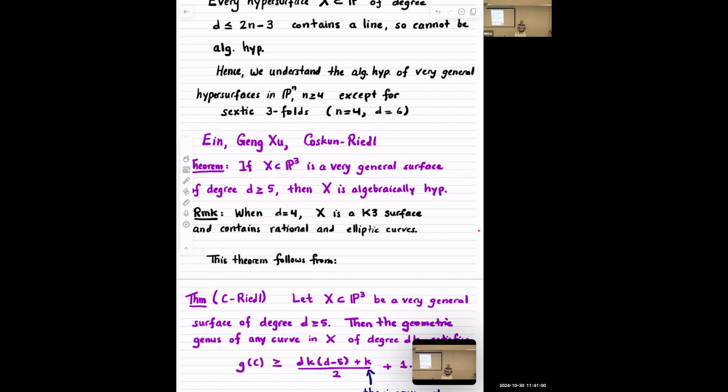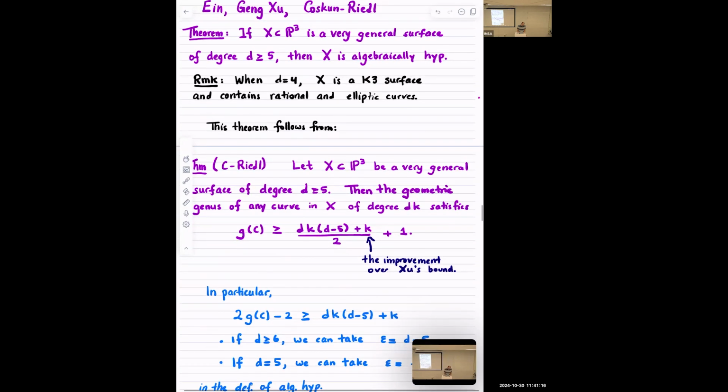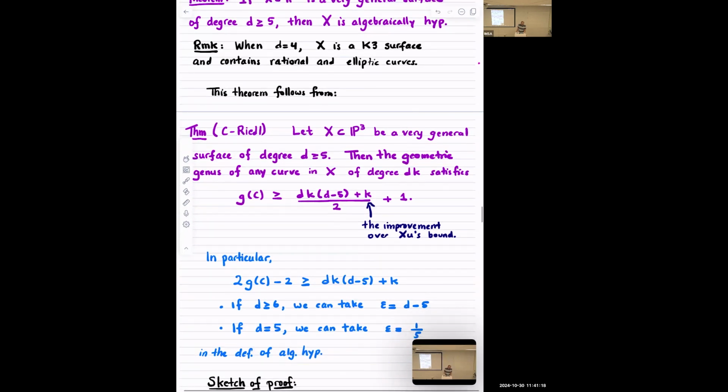So maybe since this is a lecture series about the positivity of the cotangent bundle, I thought that maybe I'd explain at least a few ideas that go into the proofs to see how it's related to the positivity of the cotangent bundle. So this follows from the following theorem. Suppose that you have a very general surface of degree at least 5, then the geometric genus of any curve in X of degree d k satisfies the following bounds.